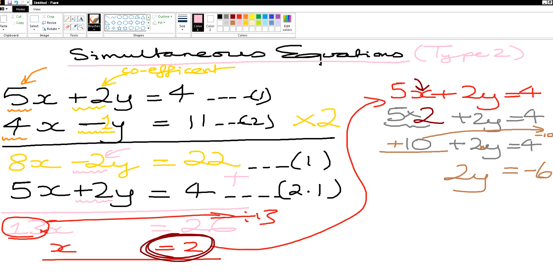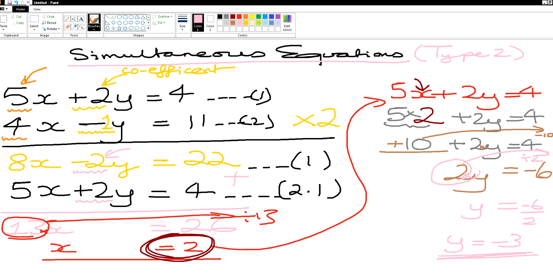So opposite of time by 2 is divide by 2. So y is equal to, what's minus 6 divided by 2? Minus 3. Excellent. So the y value is equal to minus 3. Again, folks, because it's negative, it doesn't mean it's wrong or you've gone mad or something. That's it, that's finished.